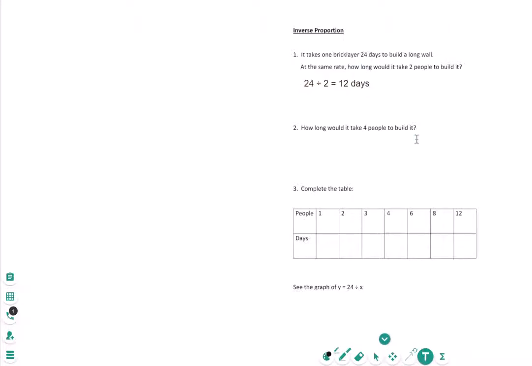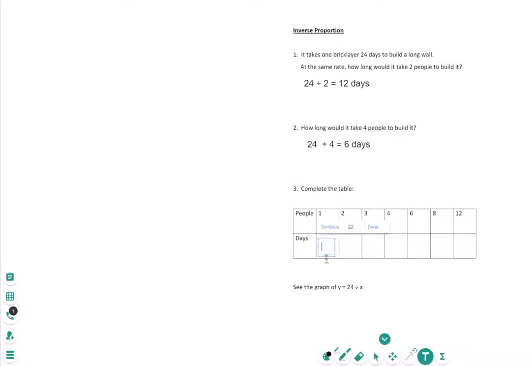How long would it take 4 people to build it? Well, I can measure this whole bricklaying work in people days. So it takes 24 people days to build the wall, and therefore it would take 24 divided by 4 equals 6 days.